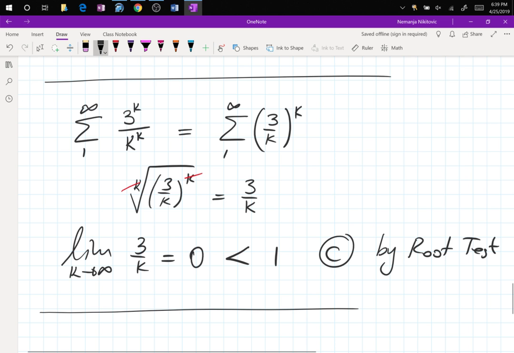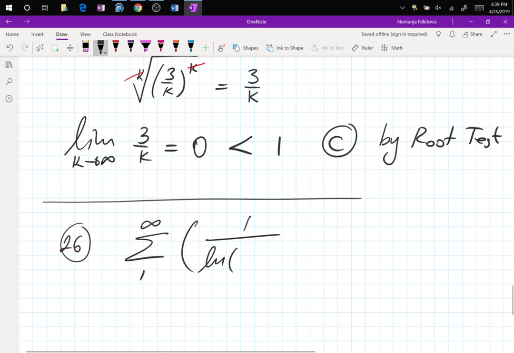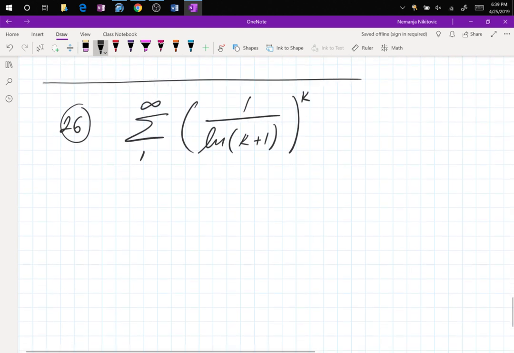26. Looking good. Summation from 1 to infinity of 1/ln k plus 1, everything raised to the k. You have 7 seconds. Go.